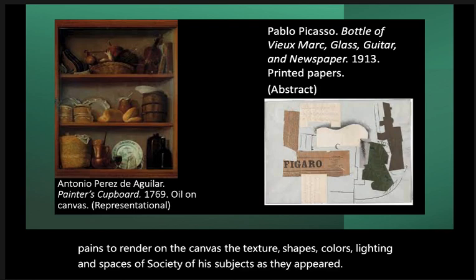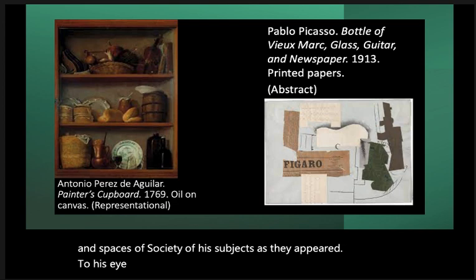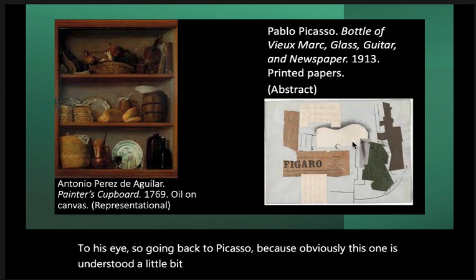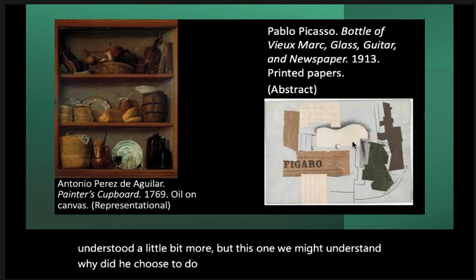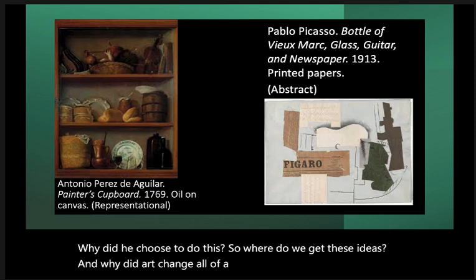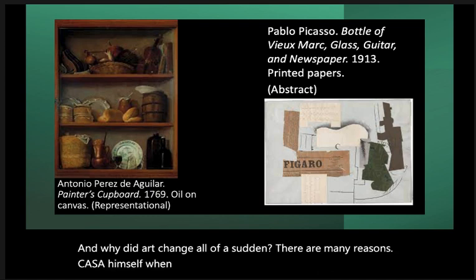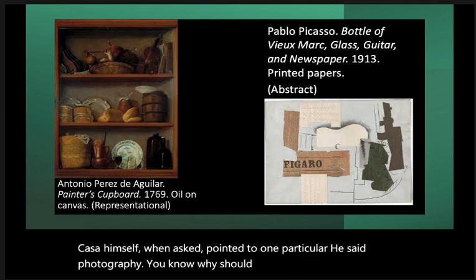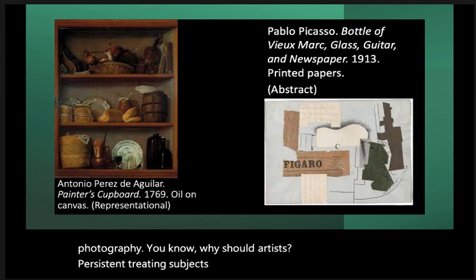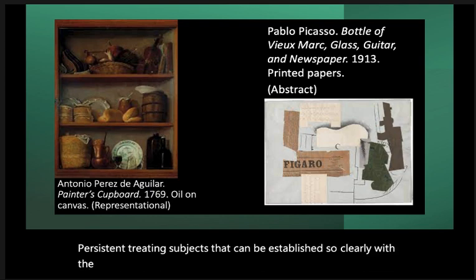So going back to Picasso, because obviously this one is understood a little bit more, but this one, we might wonder, why did he choose to do this? So, where do we get these ideas, and why did art change all of a sudden? There are many reasons. Picasso himself, when asked, pointed to one particular. He said photography. Why should artists persist in treating subjects that can be established so clearly with the lens of a camera? So, that was his question to the world.